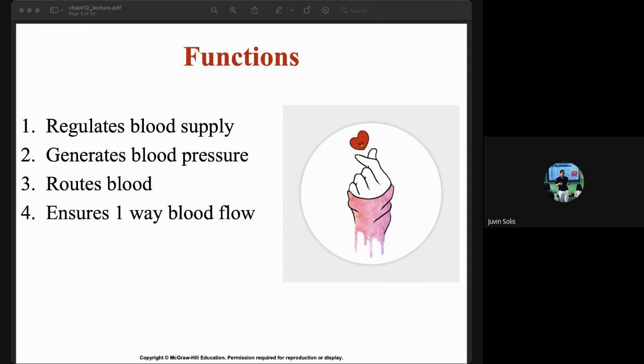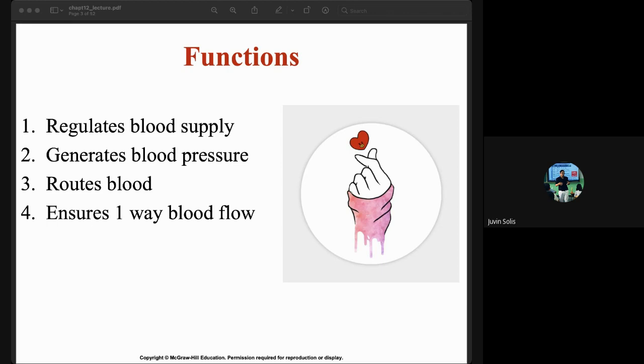The next one, it generates the blood pressure. Because of the cardiac muscle, we've learned this one already, the heart will keep on contracting. It will undergo contraction. Now, this contraction will generate the blood pressure. And then with the blood pressure, it will now push the blood to your bloodstream. So that is generates blood pressure.